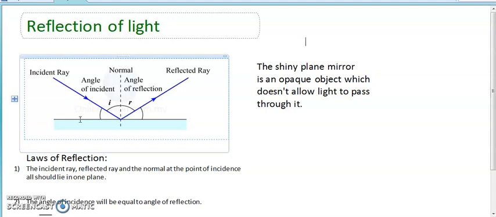See, with this, the reflection of light completes. And we will discuss the refraction of light in the next video.